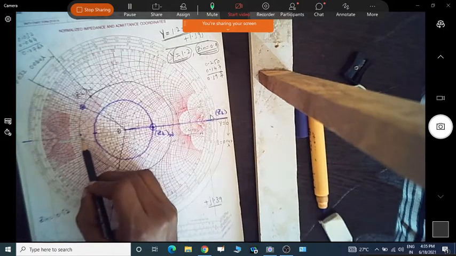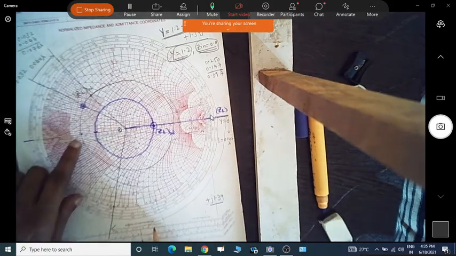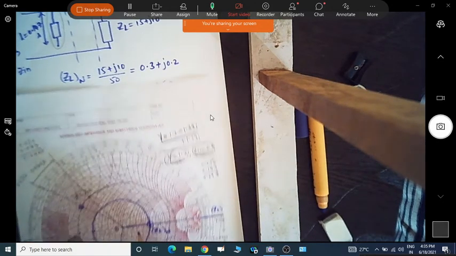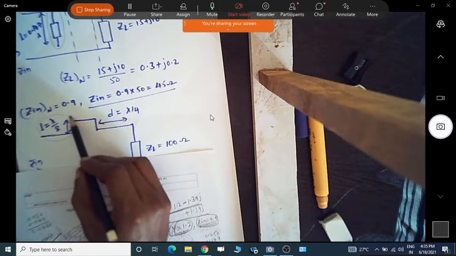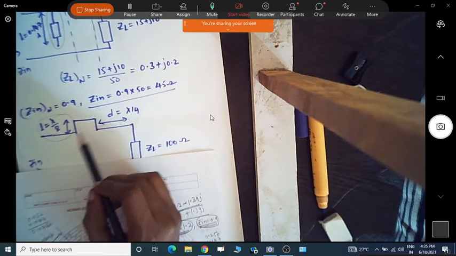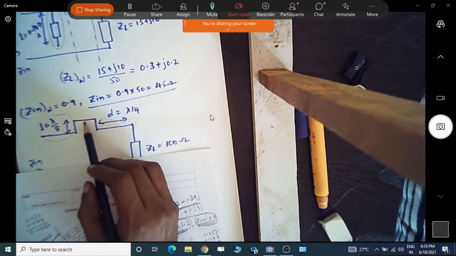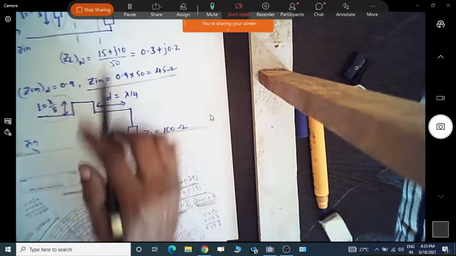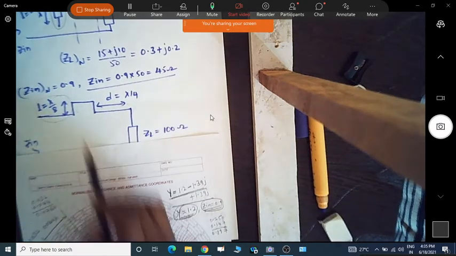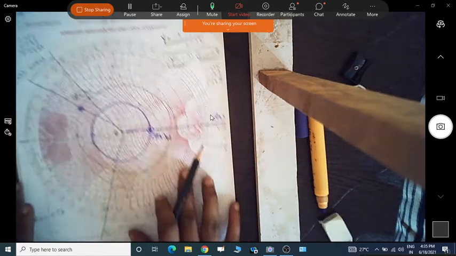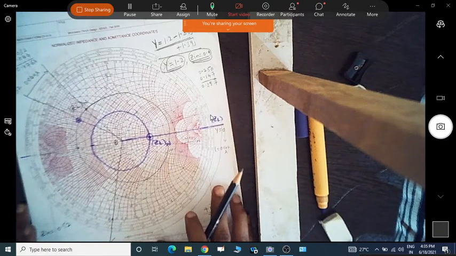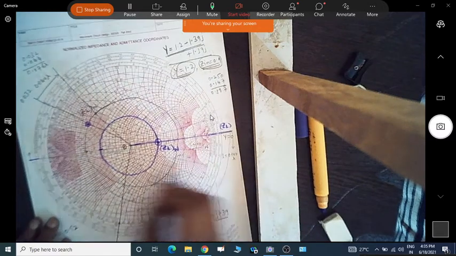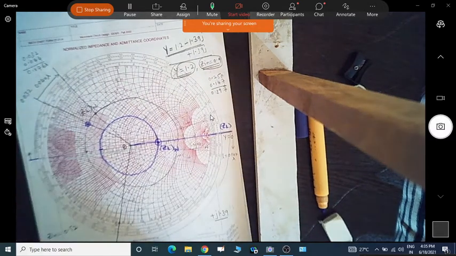Once we have found the point where we have added the distance on the VSWR circle, we have to find out the reactance offered by this series stub. Since it is in series, it is a reactance. If it is in parallel, it is the admittance or susceptance which is offered. So now we can see the reactance value since it is a short circuited stub. Here we can see where the short circuit is. The short circuit point is this one, and the open circuit point is this one.